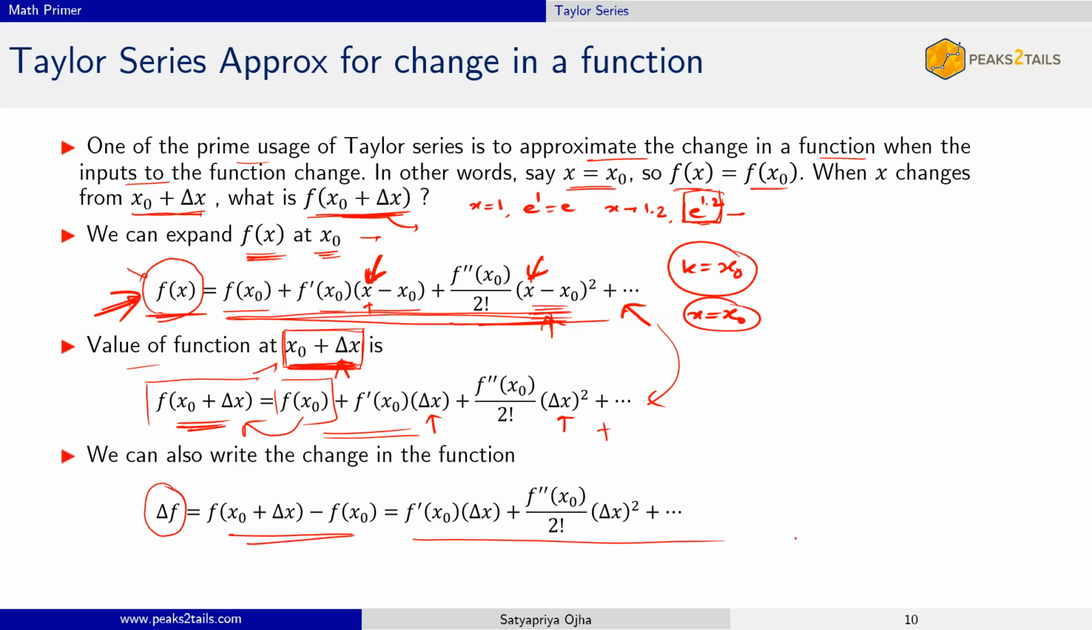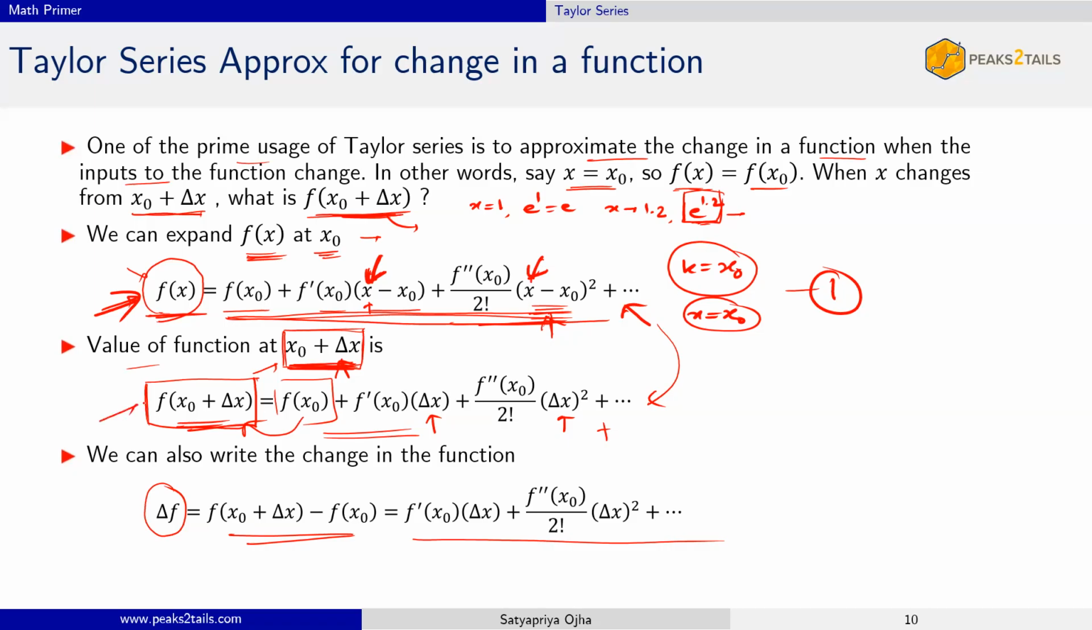It's just a two steps process. First and foremost, write the polynomial expansion for the function by expanding at the point that matters to me, which is x0, because I'm measuring changes there. So that is the first line. Second line, you want to revalue the function at a different point, which is x0 plus delta x.